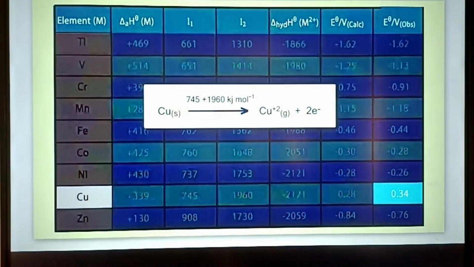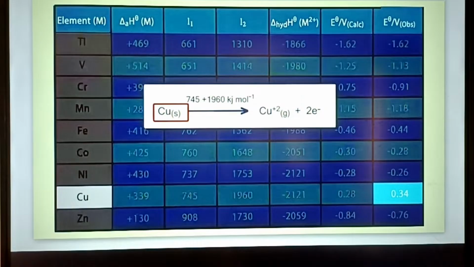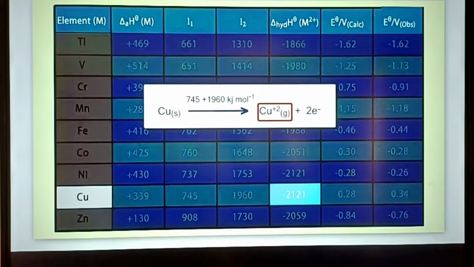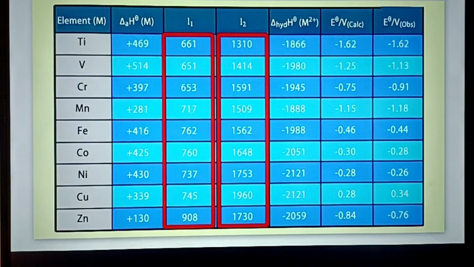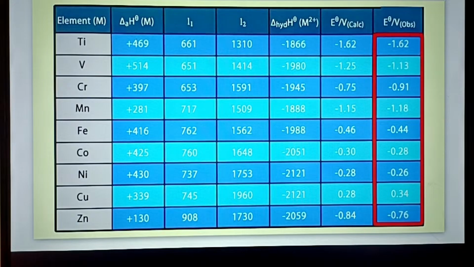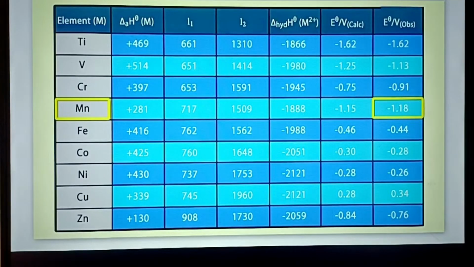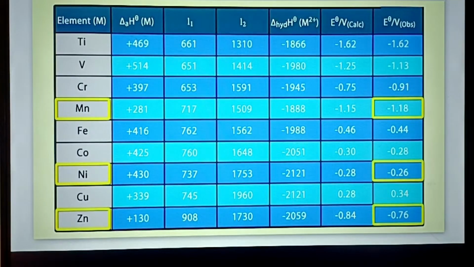The reason for this behavior is the high energy needed to transform solid copper to gaseous cupric ion, which is not exceeded by the hydration enthalpy of the ion. The general increase in the ionization energies sum is dominant in deciding the trend towards the less negative values of the M2+/M reduction potentials. It is interesting to note that the values of the reduction potentials for manganese, nickel, and zinc are more negative than expected.